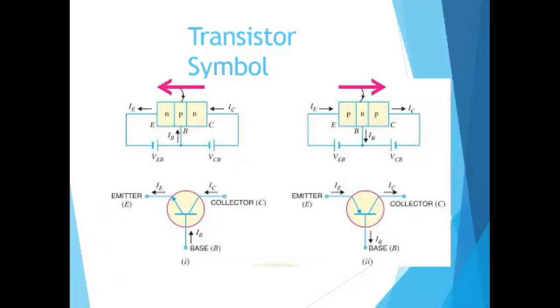Please, it is very important to draw the symbol of the NPN transistor and the symbol of the PNP transistor. The arrow mark is very important. If you forget the arrow mark, it is automatically very difficult to tell whether it is an NPN transistor or a PNP transistor. In the case of an NPN transistor, the arrow mark is upward. In a PNP transistor, the arrow mark is downward.